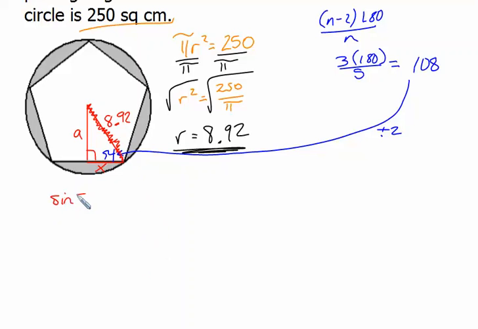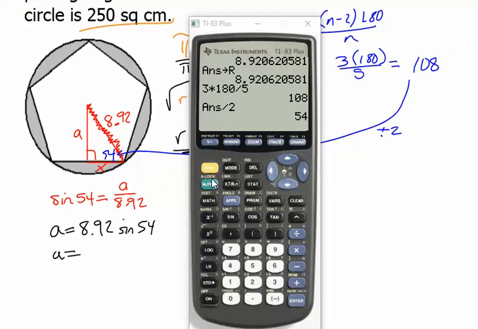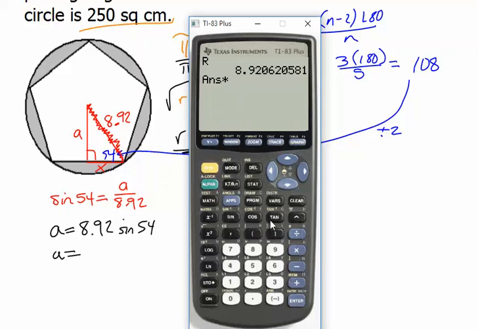One of the things that we can do is the sine of 54 degrees, which would be our opposite, A, divided by our hypotenuse of 8.92. So A is going to be 8.92 times the sine of 54. Keeping all the decimals is best. So if you keep all the decimals, we're going to take our radius and multiply it by the sine of 54, and that will be our new apothem. So we will store it as alpha A, 7.22.